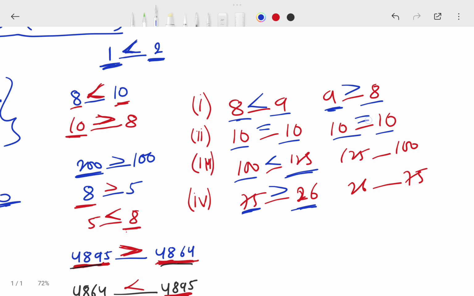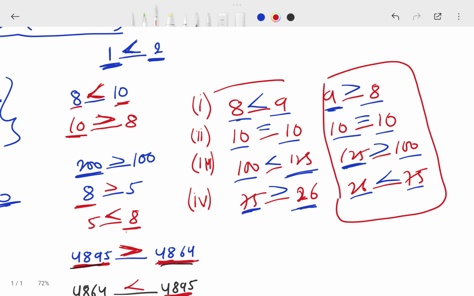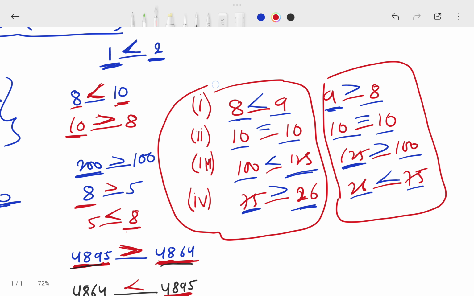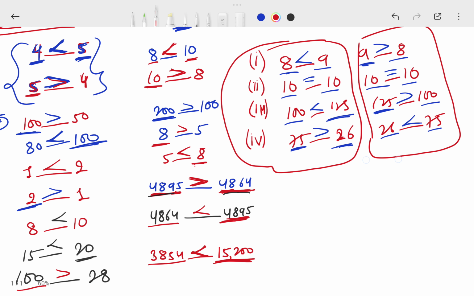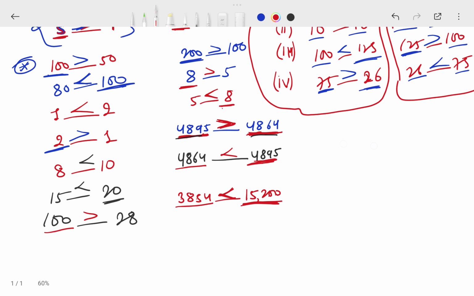10 and 10, both are equal sign. 125 and 100, which is greater? 125, mouth will be like that. 26 and 75, which is greater? 75, so its mouth will be like that. Generally this is happening here, nothing is very different about it, the numbers are the same only. Whichever is greater, the mouth will be turned to that side only.